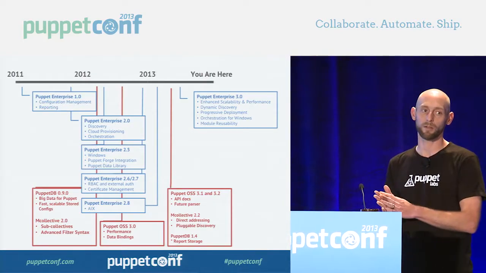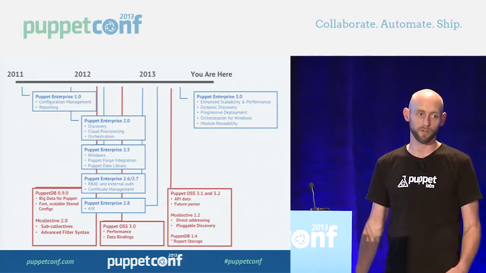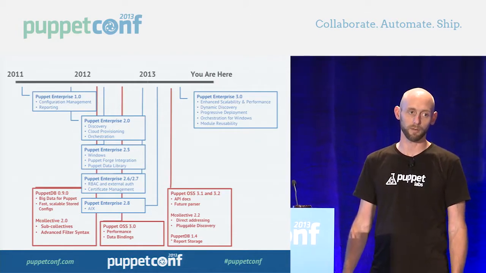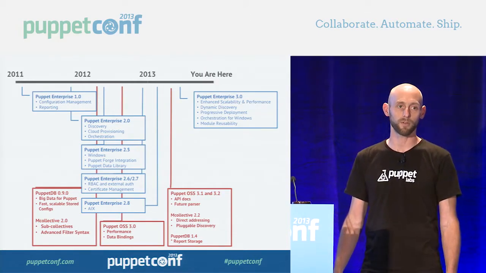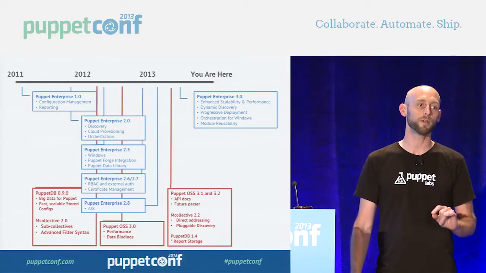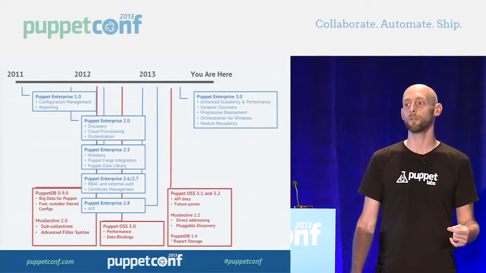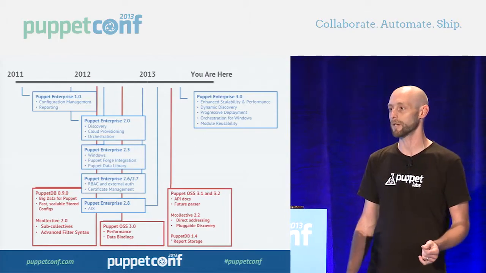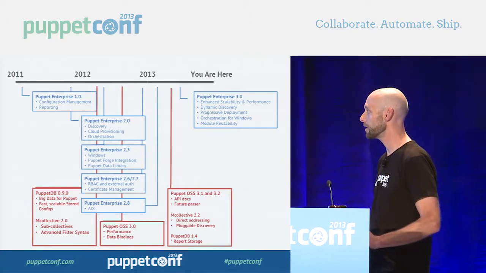as well as some sophisticated work that Henrik, who's up here in the front row, worked on for the future parser. And if you play with Puppet Open Source 3.2, you can actually enable some new features in the language, like loops and iteration, that use that technology.